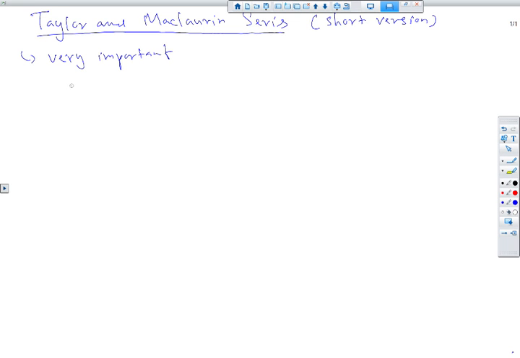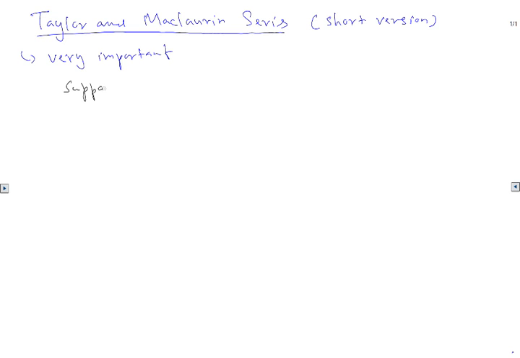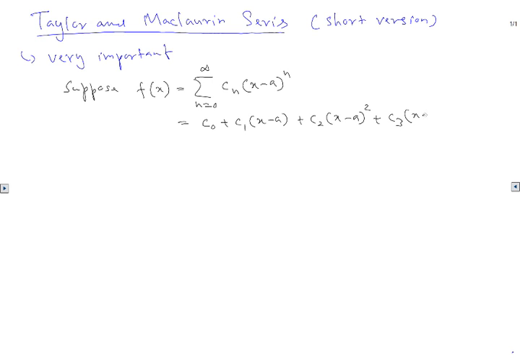So let's suppose you have... we can assume a function is equal to a series going from 0 to infinity with some coefficient c_n times (x minus a) to the n. So we assume that the function is equal to a power series. If you expand this, it looks like c0, and then c1 (x minus a), and then c2 (x minus a) squared, c3 (x minus a) cubed, like that.